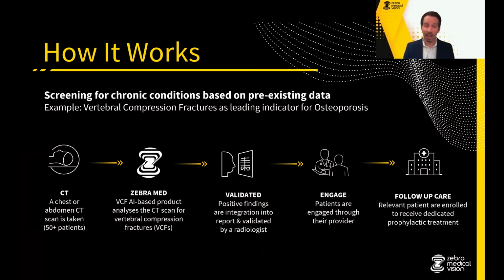Now, once we've detected the condition, patients are engaged through their provider and can get enrolled to receive dedicated prophylactic treatment for their osteoporosis. The beauty of this is all based on pre-existing data, meaning that while the main radiologist workflow can focus on an acute condition that might exist in this procedure, AI can run in the background and detect additional chronic conditions, really shed a light on areas that are not being looked at.